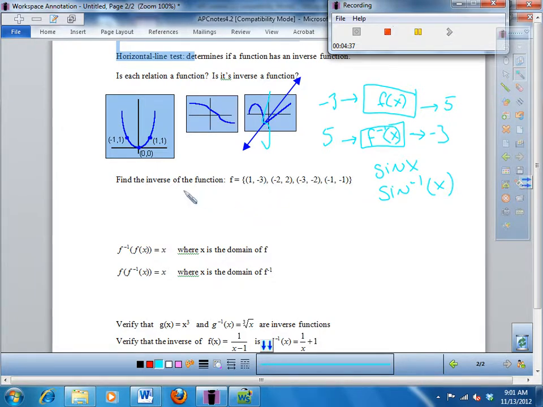So if f of x is equal to this, f inverse of x is equal to this set of numbers, and all we do is flip those around. Negative 3, 1, 2, negative 2, negative 3, positive 1. Yes, sorry. Negative 2, negative 3, and negative 1, negative 1 stays the same. Okay? You get that? Is that hard?